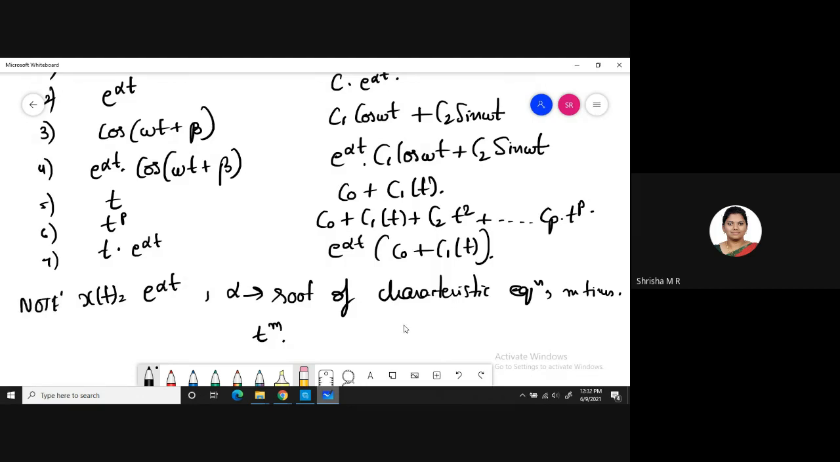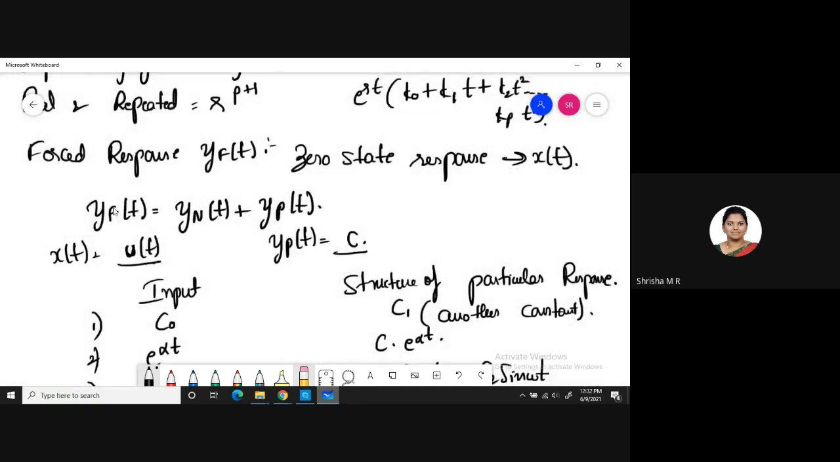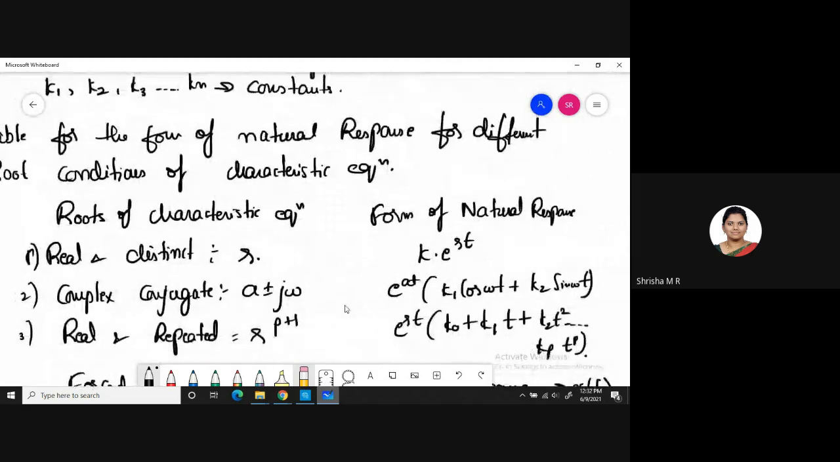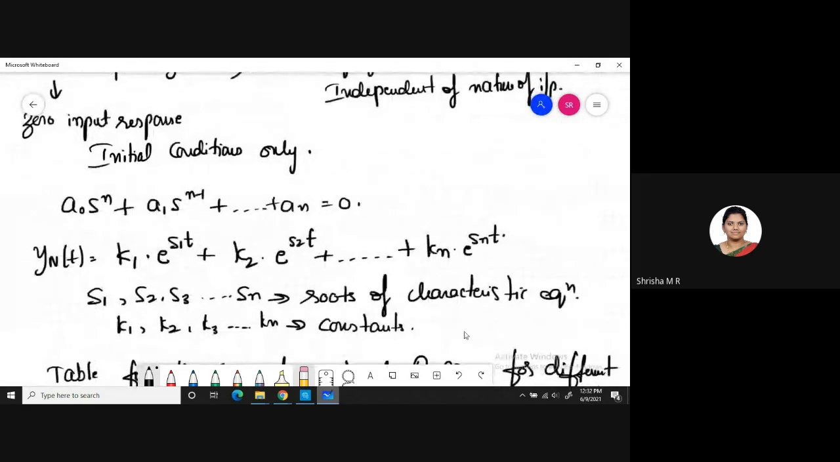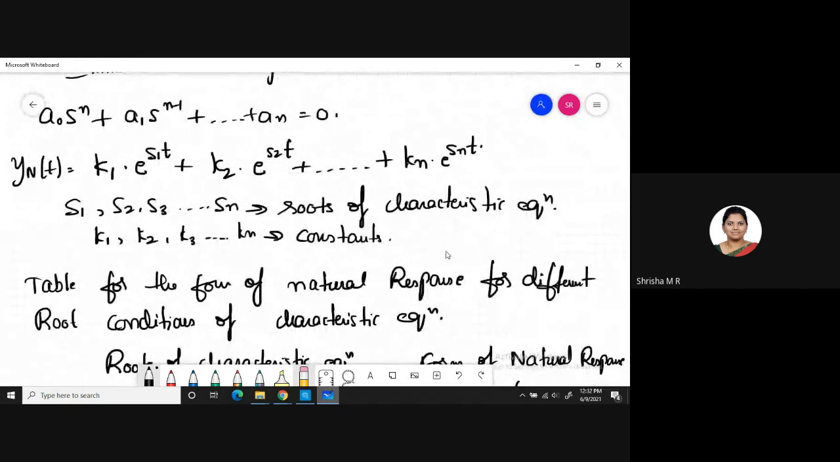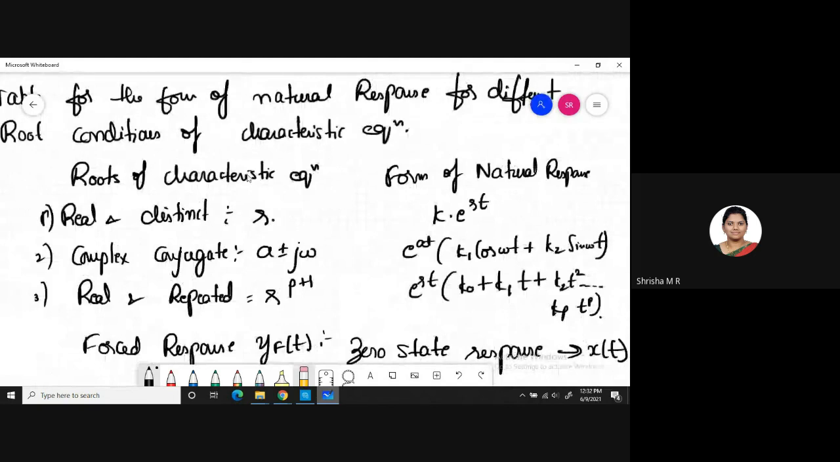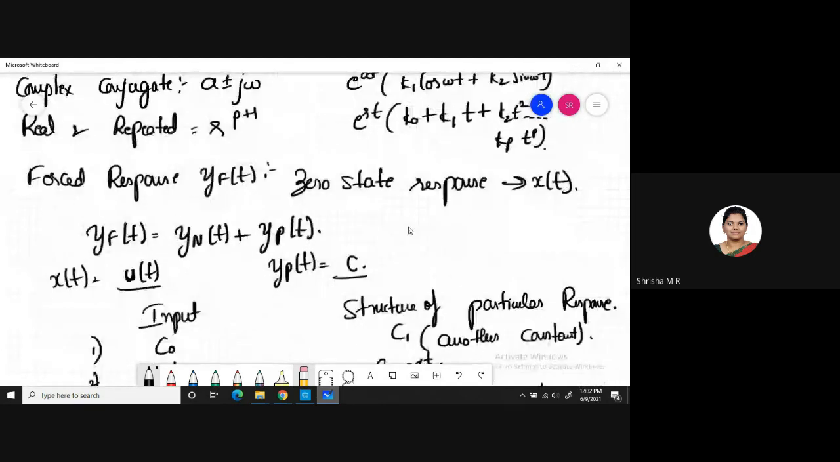We shall see different types of problems. So this is about the natural response and particular response. Forced response is a summation of natural response plus particular response. For natural response, given a problem, first you have to find the roots of the characteristic equation. Then you have to find K1, K2 and so on. So the natural response depends upon the roots of the characteristic equation. Next, you go on to find the forced response.